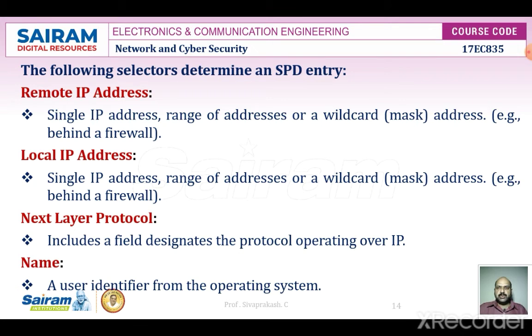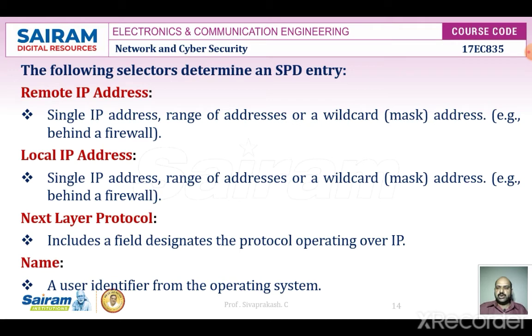The next is going to be name. A user identifier from the operating system, that is going to be called name, which is used to identify the user from the operating system. And this is not a field in the IP or an upper layer header, but it is available if IP security is running on the same operating system as the user.